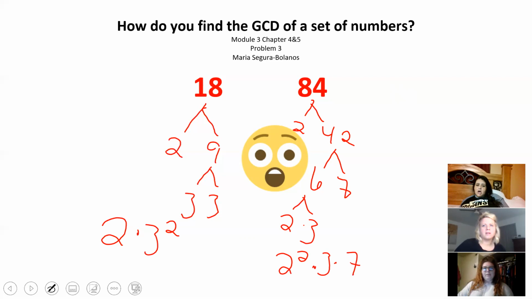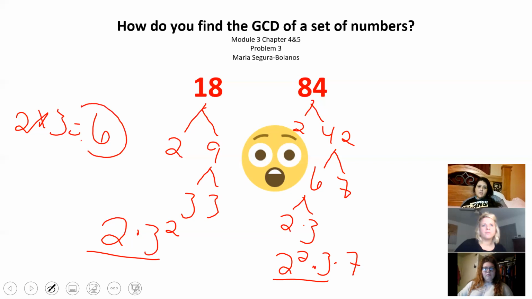So if you look at the common overlapping factors, you're going to get 2 times 3 here and 2 times 3 over here. So when you multiply those together, 2 times 3 equals 6. So our greatest common divisor of those two numbers is going to be 6.